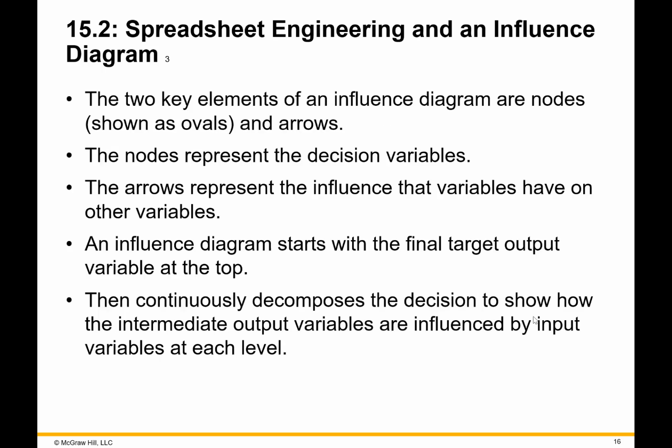The two key elements of an influence diagram are nodes, which are shown as ovals, and arrows. The nodes represent the decision variables, whereas the arrows represent the influence that variables have on other variables. An influence diagram usually starts with the final target output variable at the top, and continuously decomposes a decision to show how the intermediate output variables are influenced by the input variables at each level. So let's look at one example to illustrate how an influence diagram is constructed.